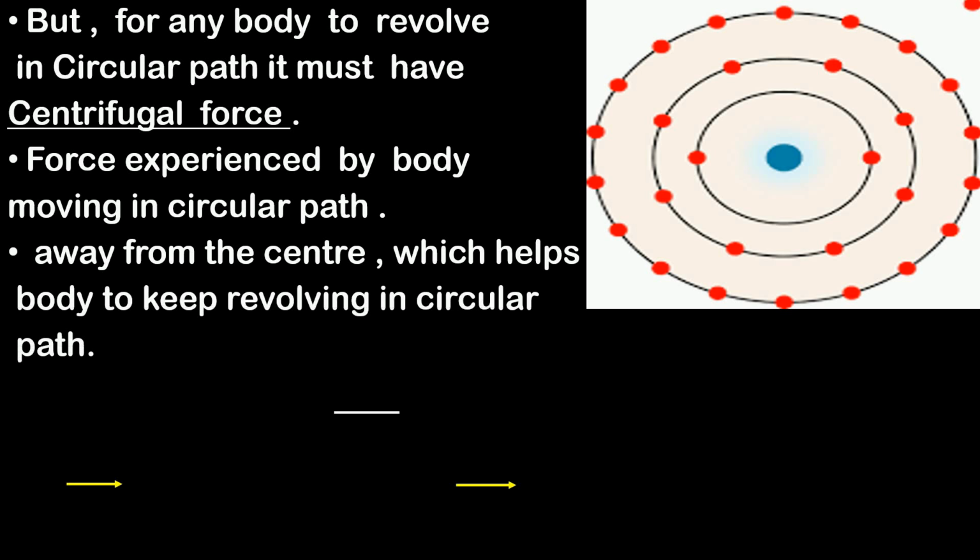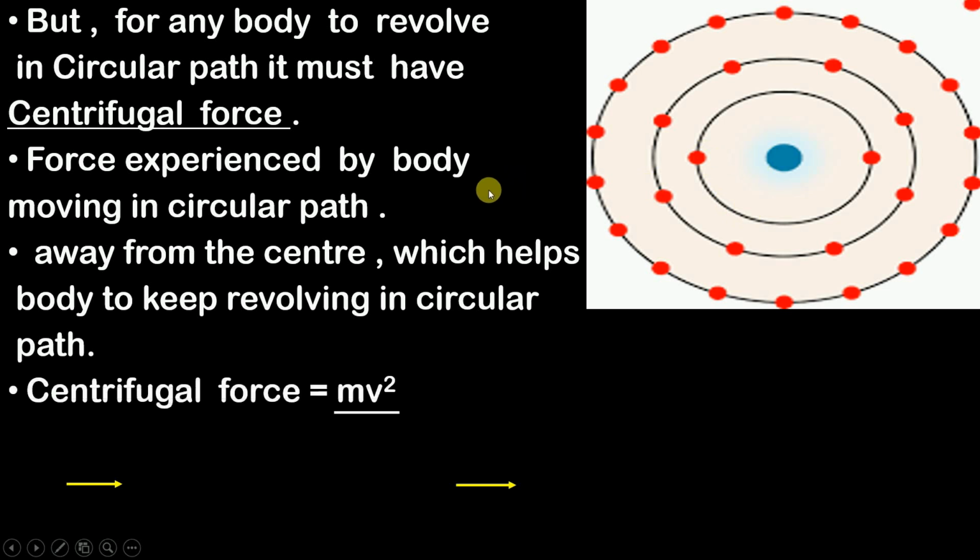Now, what is the meaning of this? The body which is moving in a circular path experiences a force away from the center, and as it is experiencing force away from the center, this body continues to move in the circular path and does not come closer to the center. And what is the formula for this centrifugal force? Centrifugal force is equal to m v squared upon r. So I hope you have understood the use of centrifugal force. The centrifugal force keeps the body revolving in a circular manner.